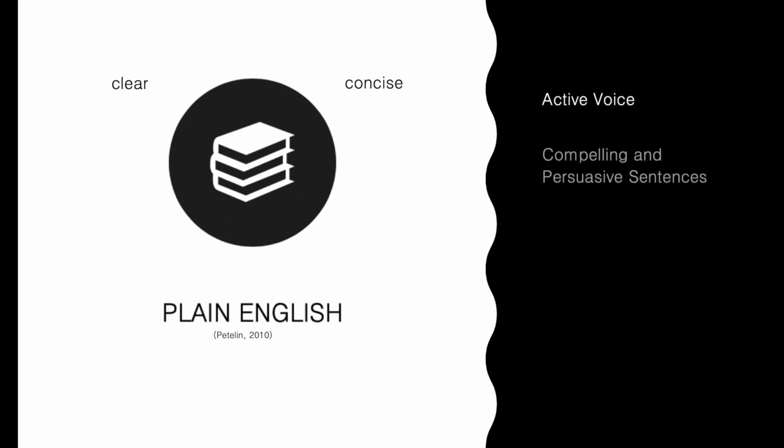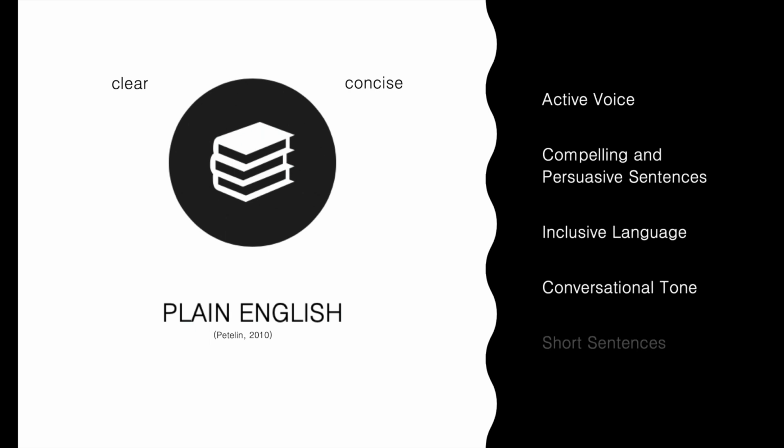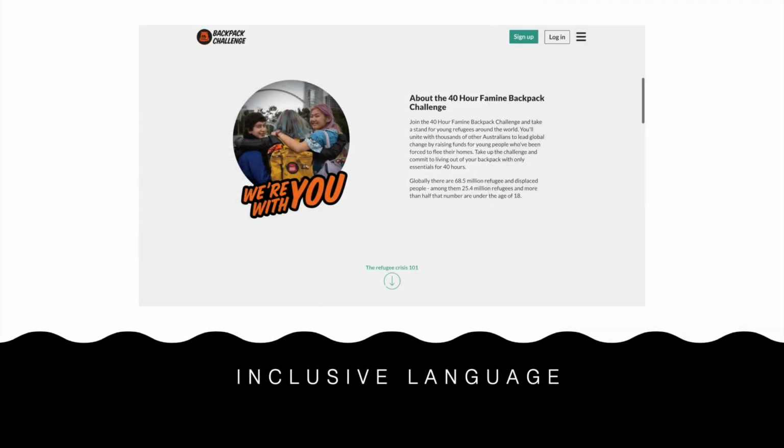Plain English ensures communication conveys information clearly and concisely. This website uses language that is appropriate for a variety of audiences to engage with. This includes an active voice, compelling and persuasive sentences, inclusive language, conversational tone, and short sentences. For example, the use of the inclusive pronouns such as you, you'll, and your increases the user's involvement with the text. This makes users feel personally obligated to participate in the challenge with others to create a positive change.